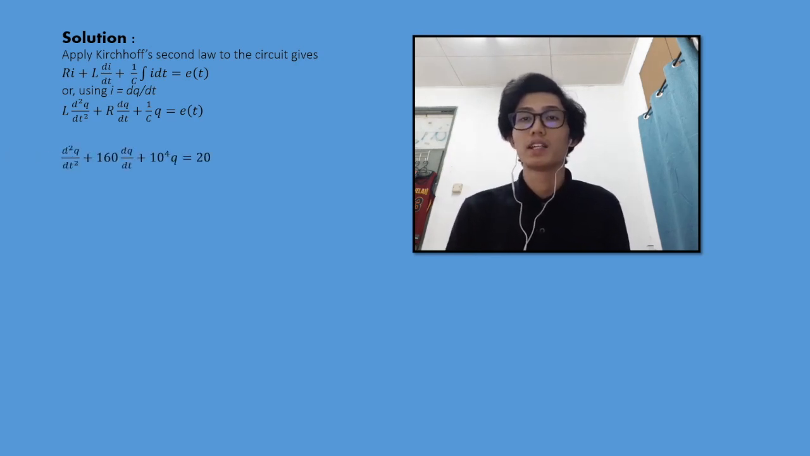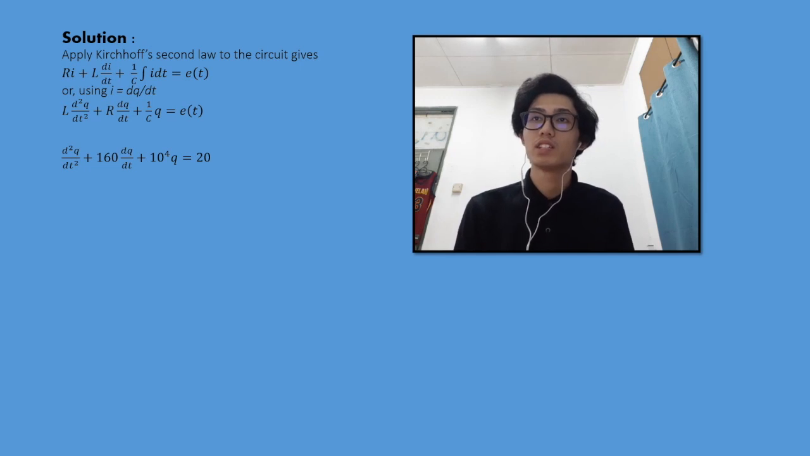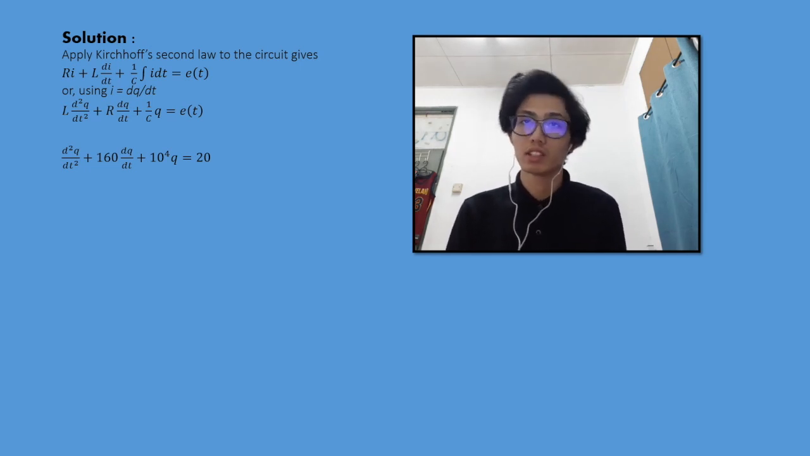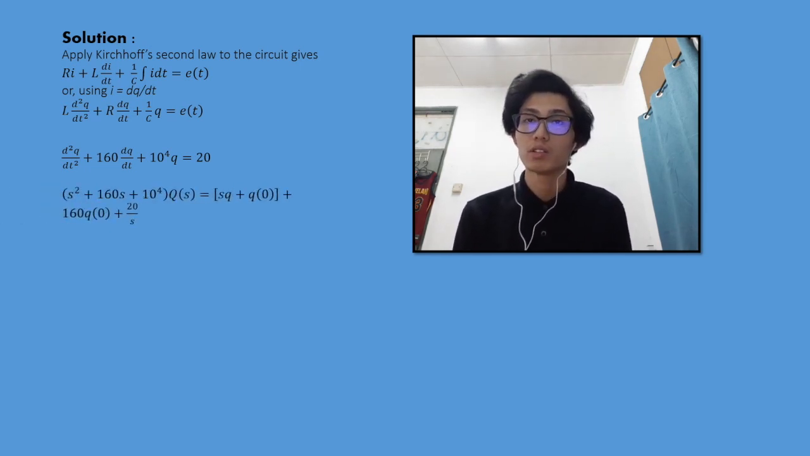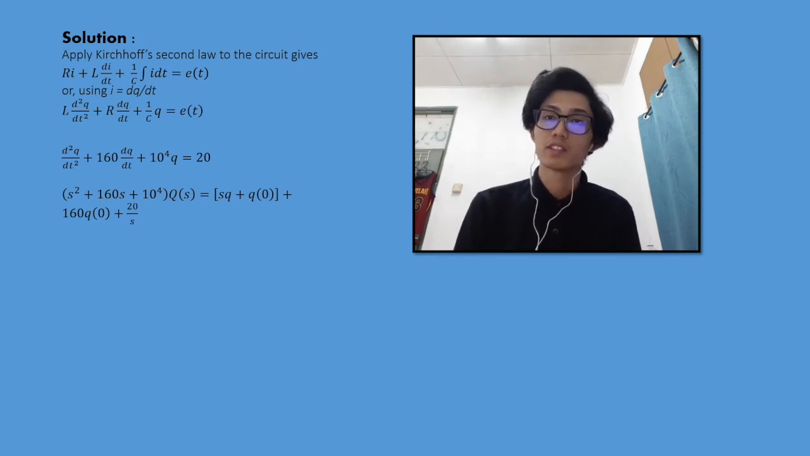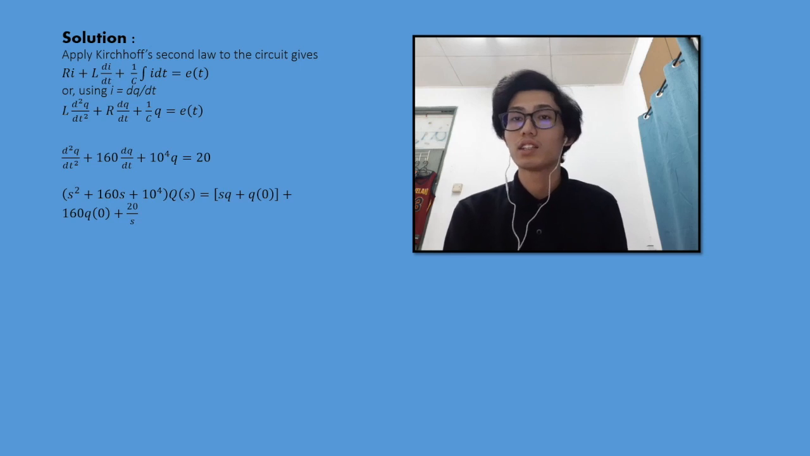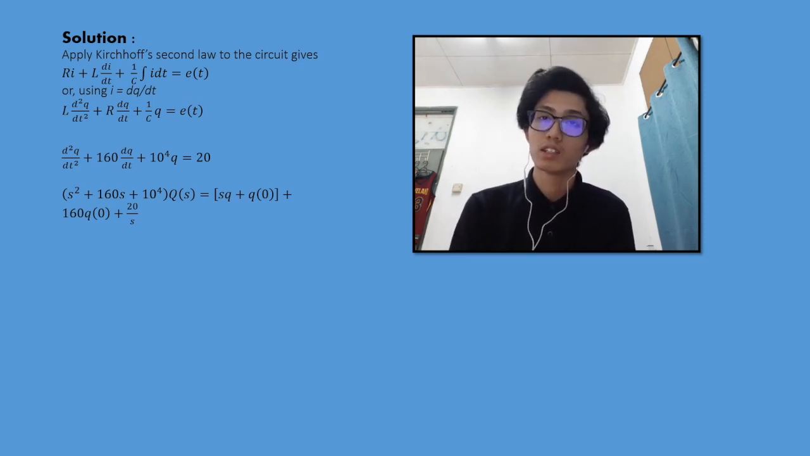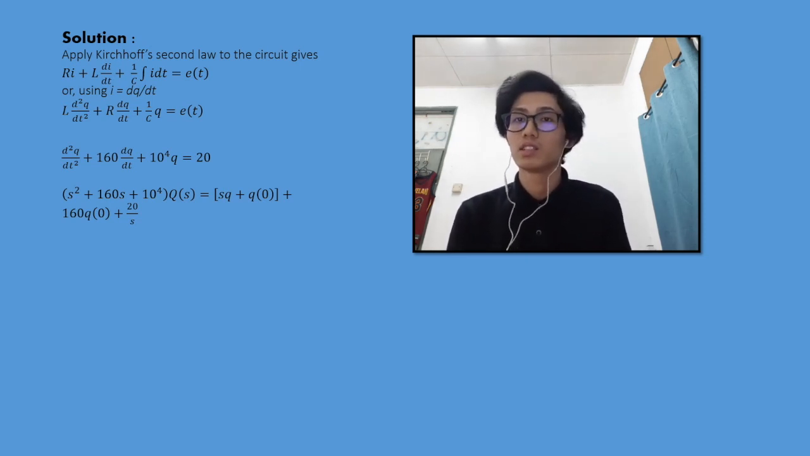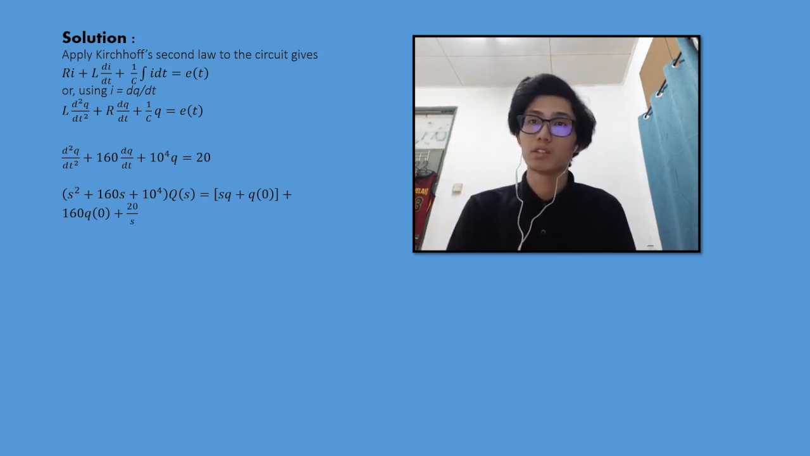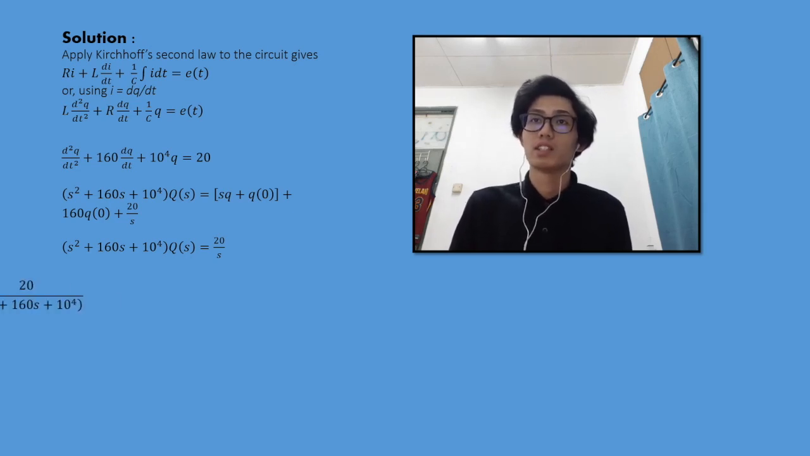Next, taking the Laplace transform throughout will give you this equation. As we all know, Q(s) is the transform of Q(t), and we are also given that Q(0) is equal to 0 and Q'(0) equal to I(0) equal to 0. So we can reduce our equation into this equation, and after that, we can rearrange our equation into this equation.